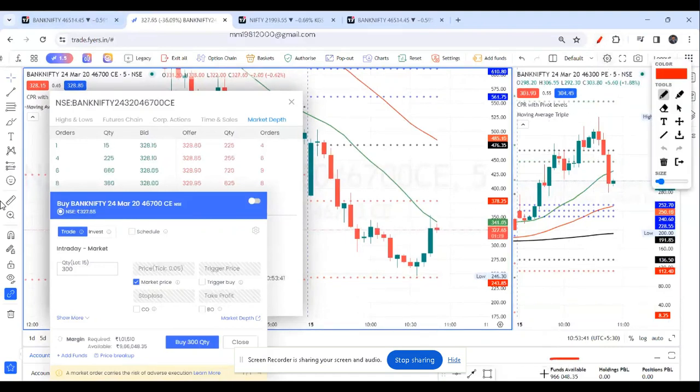So as of now, we are in a drawdown. We started with 10 lakh capital and right now we are in a loss of close to 34,000.